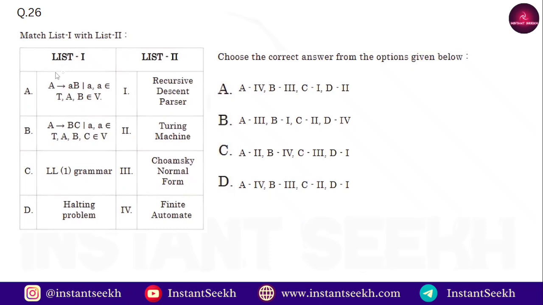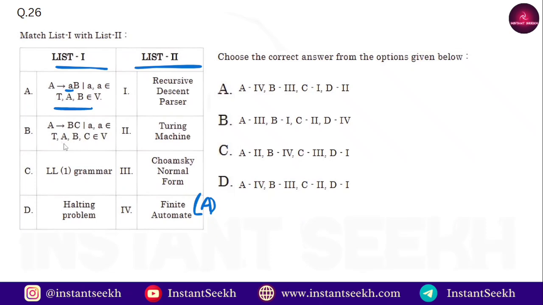Now we have a match the list question again. So let's see. First one, this represents a rule in context-free grammar where A can be replaced by either AB or A. This type of rule is suitable for finite automata. So it goes for option number 4.